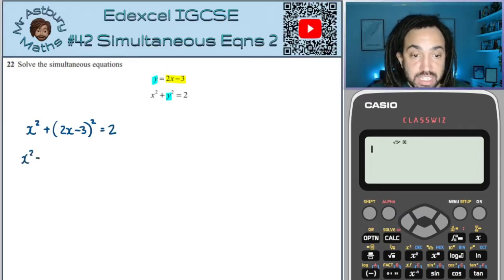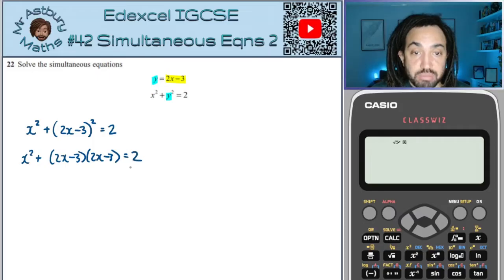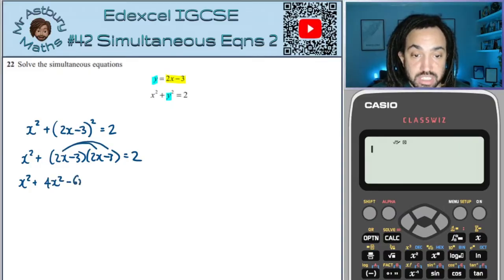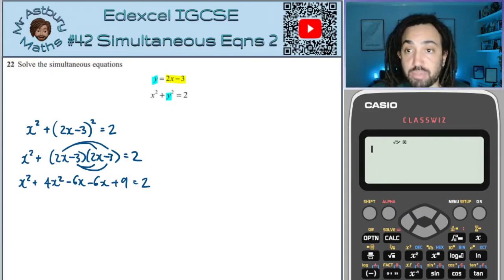We just need to expand out this double bracket. So I'll just write it like this, and then do each term. So I'll get x squared, and we'll do this times this, which is 4x squared. We'll do this times this, which is minus 6x. We'll do this times this, which is minus 6x. And we'll do this times this, which is plus 9. And that equals 2.